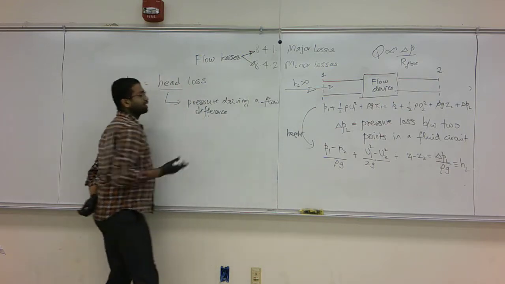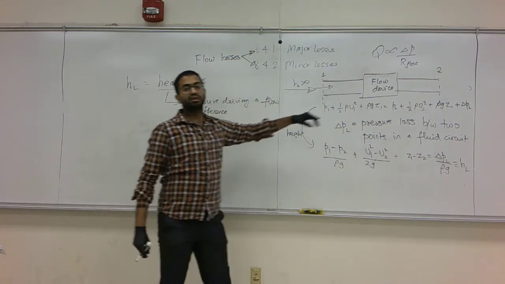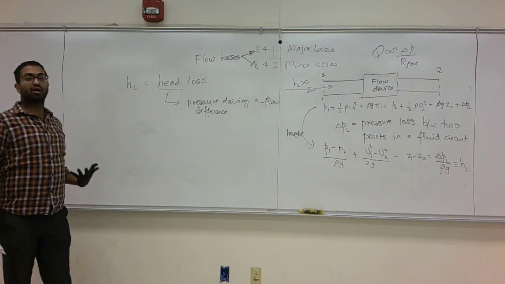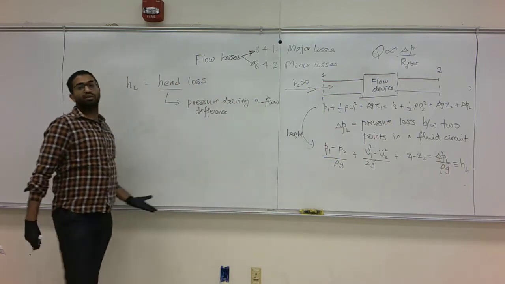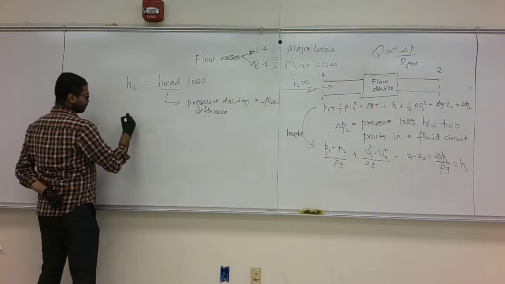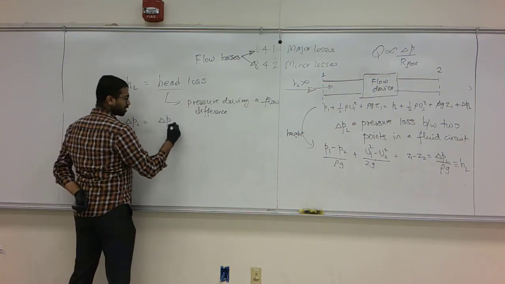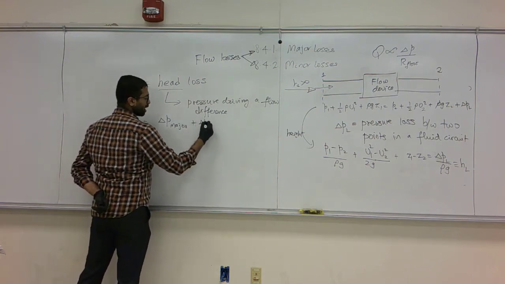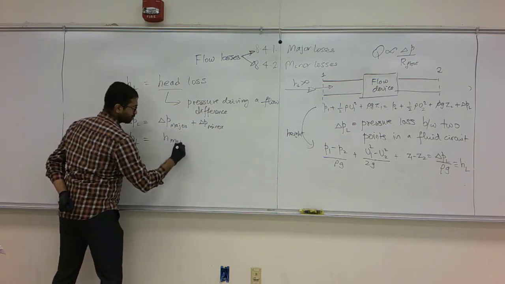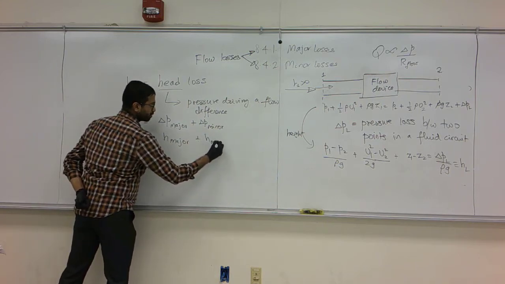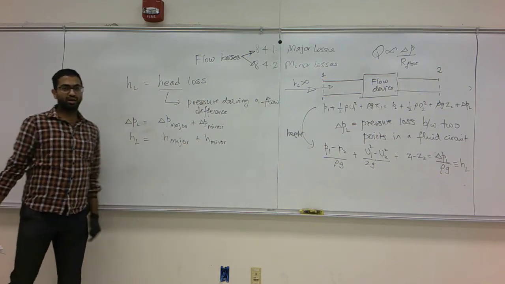A head loss means the driving force has lost some of its ability to drive the flow because the mechanisms that are causing the energy loss, namely viscous friction or inertial mixing or turbulence, have taken away some of the energy. So just like I can write delta PL is delta P major loss plus delta P minor loss, I can write the head loss is H major plus H minor, the sum of the major head loss and the minor head loss.